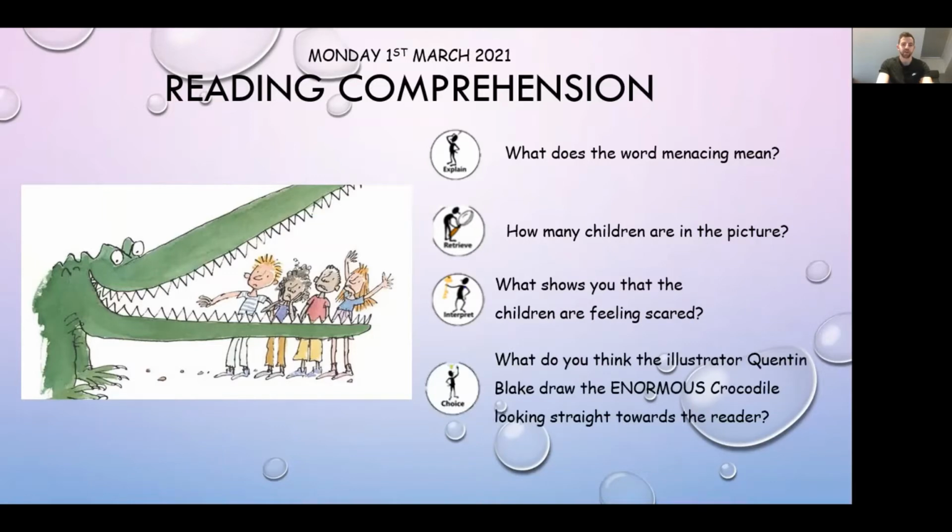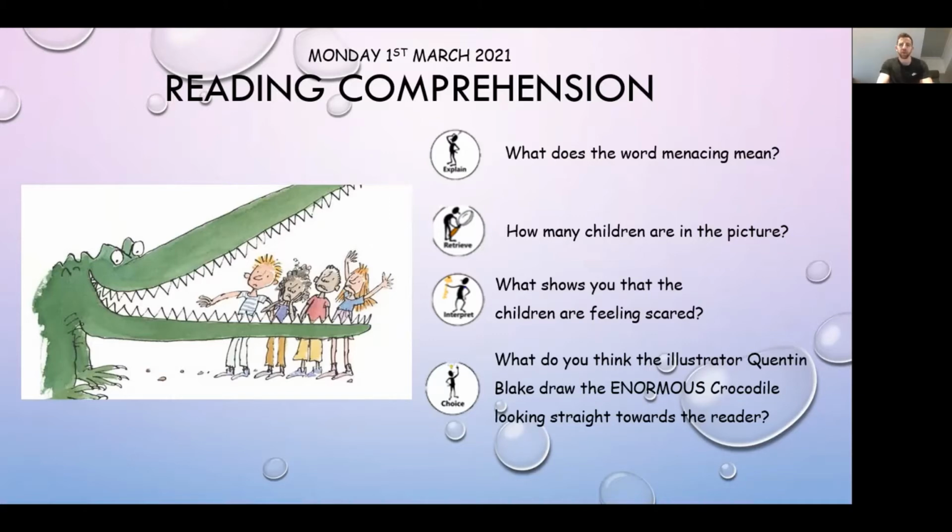And last, we have our choice question. Why do you think the illustrator, Quentin Blake, drew the enormous crocodile looking straight toward the reader? It's almost like he's looking straight towards the camera. It's a bit creepy, isn't it? It's a bit weird. Why do you think the illustrator chose to do that? Okay, you pause your video and answer those questions.